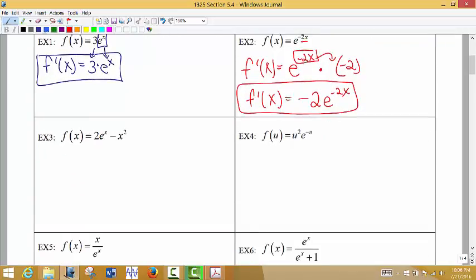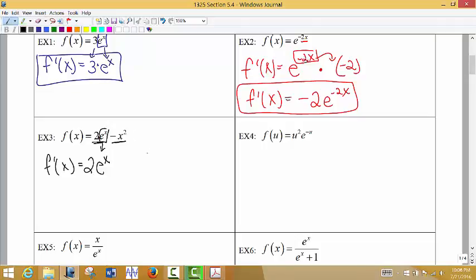Alright, so the next example, we're going to take a derivative. We're going to do it term by term, so we're going to focus on this first term here. We have a constant times e to the x. We're going to bring the constant down, and we're going to focus on taking just the derivative of this part of the term. Well, we know that the derivative of e to the x is just e to the x. Nothing extra, that's it. Now what about the next term?